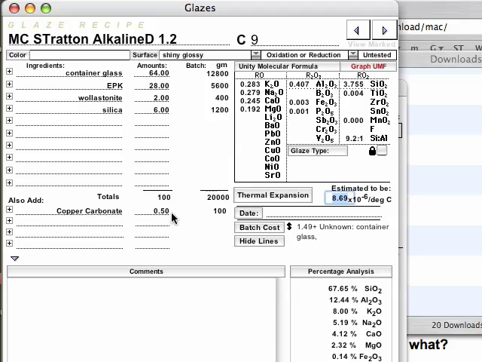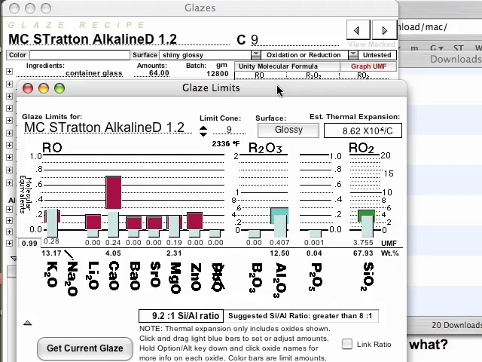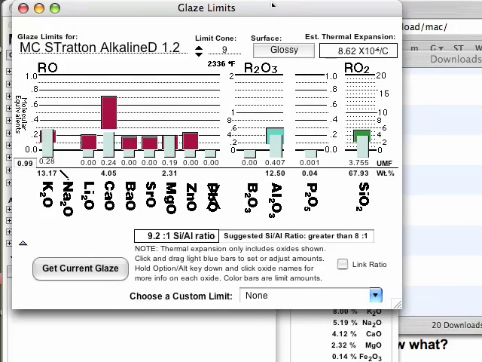We threw the copper carbonate in here just to see how it would turn out in such a highly alkaline metal glaze, a KNaO dominated glaze at cone 10. So we're going to look at it that way, and we are going to send this over to the limit formulas. Here we have it in the limit formulas, and you can compare it.